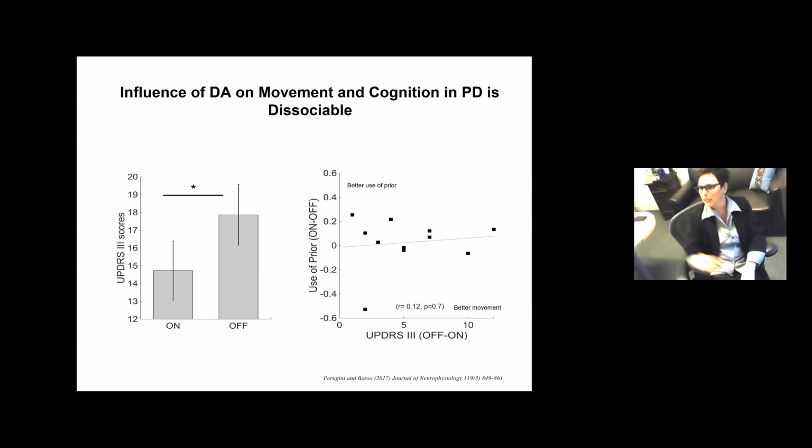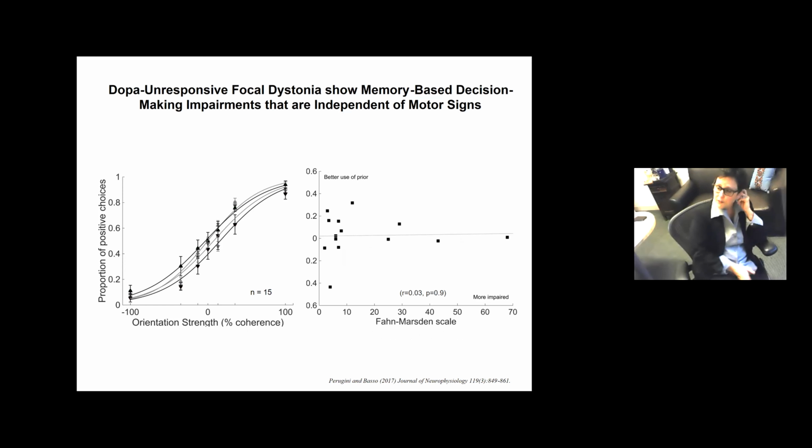And she just correlated their ability to use the prior information with their motor score, showing better movement here, and there's just no correlation. So this was sort of dissociable. The dopamine affected their movements, made their movement better, but did not make their ability to use the memory information to guide their decisions. And another thing she did, which was really interesting, was she looked at another patient type with basal ganglia disease, but didn't involve degeneration. It's called dystonia. It's a focal dystonia.